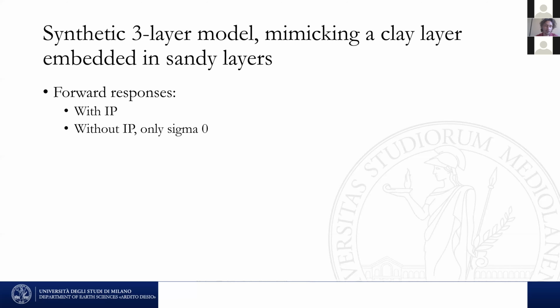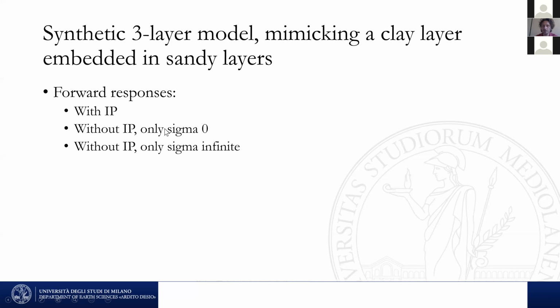But then what we're going to do is to do 2 other types of forward responses. One, using only sigma 0, so the DC conductivity of the Cole-Cole model, so disregarding completely all the IP part of the formula. And the other one is quite similar.